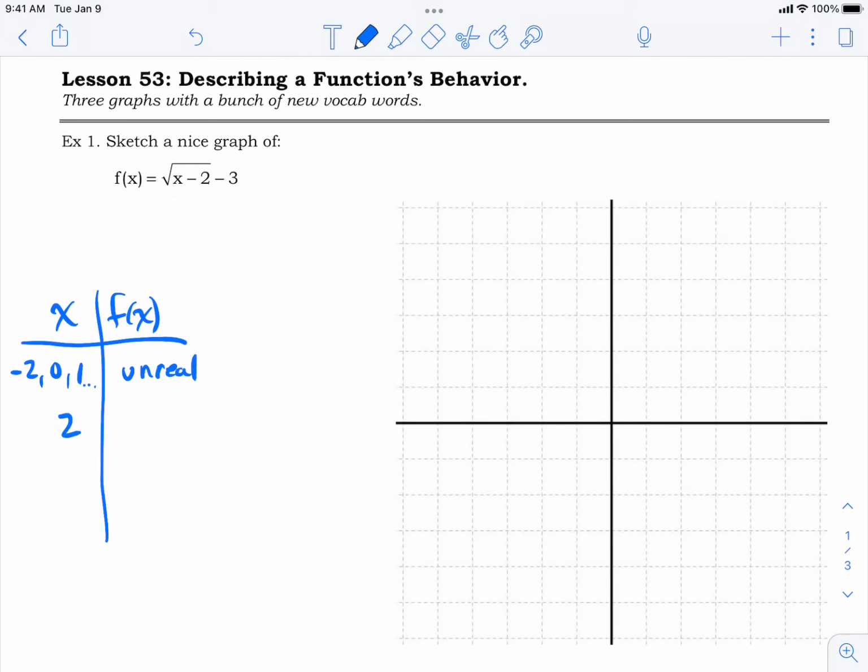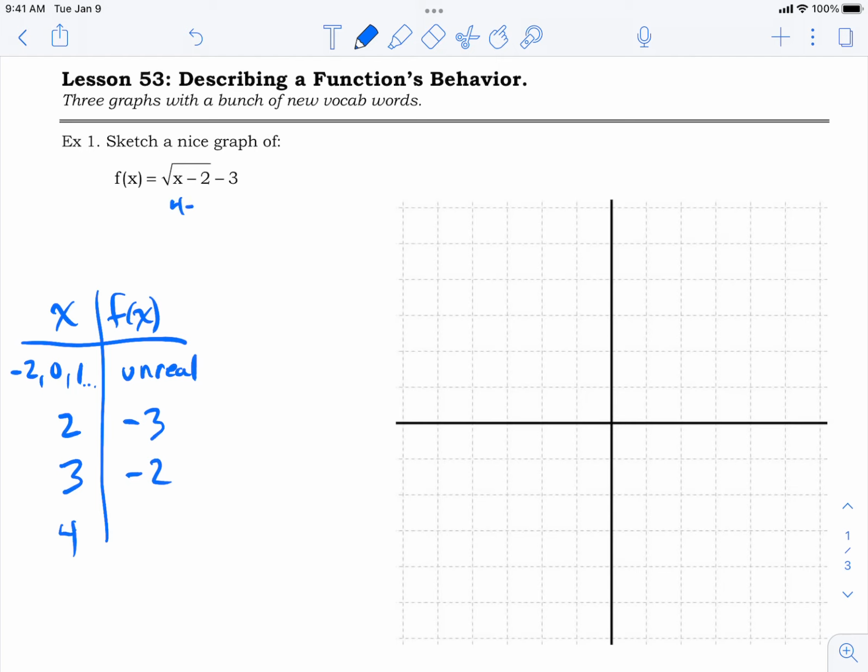But when you get to 2, finally, okay, so now you've got 2 minus 2 is 0. You can take the square root of 0. You get 0. What times itself is 0? 0 works. And then take away 3. Don't forget this part. So, okay, we can get started now. How about if we plug in x equals 3? 3 minus 2 will be a 1. Square root of 1 is 1. Minus 3 is -2.